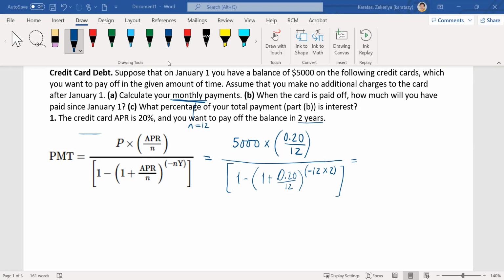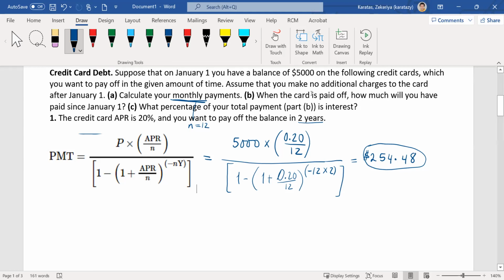So it's going to be $254.48. So that is the monthly payment amount. I pay this much per month to pay it off in 2 years. So I hope this is clear. For example, if you get a loan from the bank with 20% APR, 5,000 that you are supposed to pay in 2 years, then this is going to be your monthly payments. This is all the same.